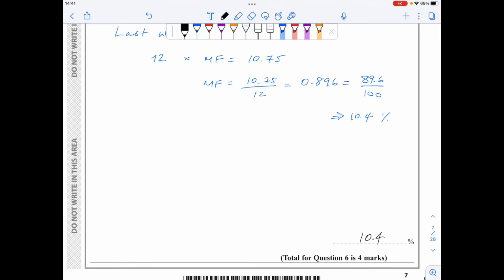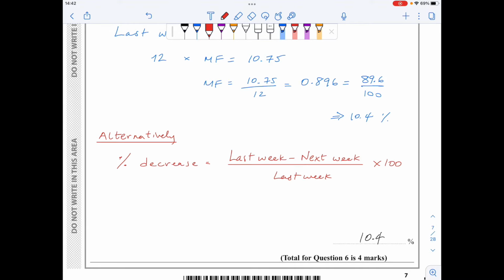Now, if you're working with the percentage decrease formula, this states the following. And if I substitute the values in, I will get 12 minus 10.75 over 12 times 100, and this will come out to be 10.4.